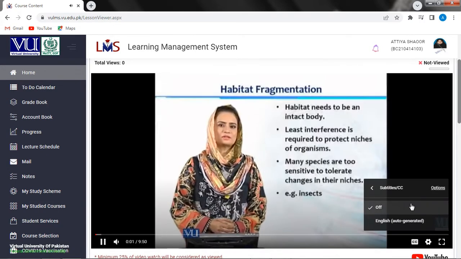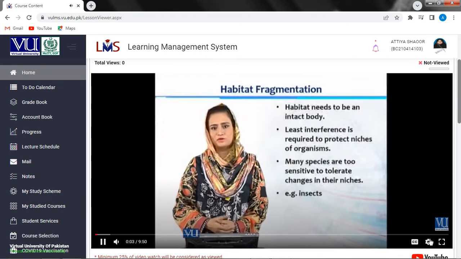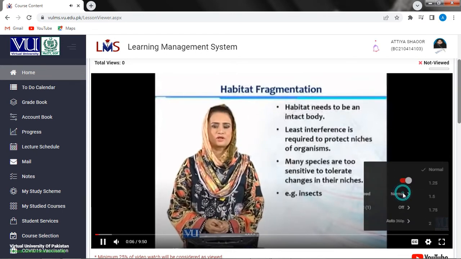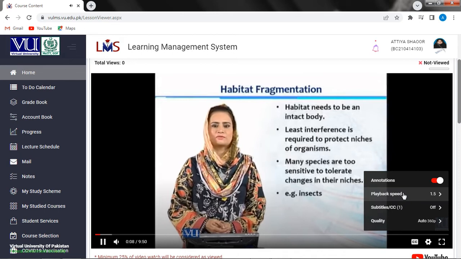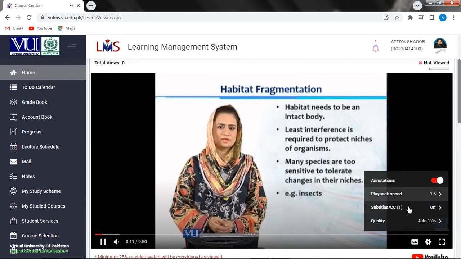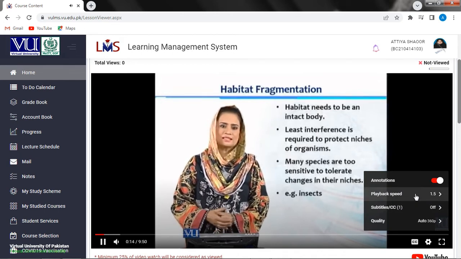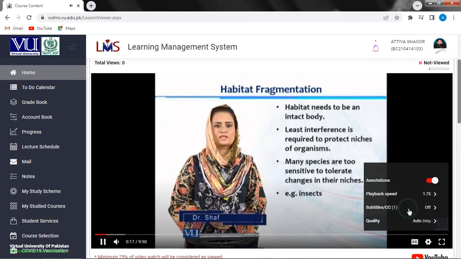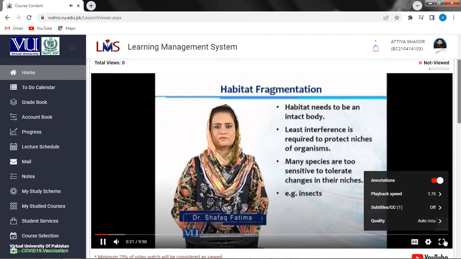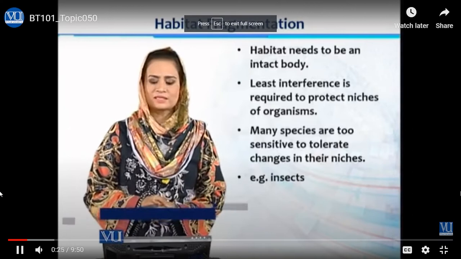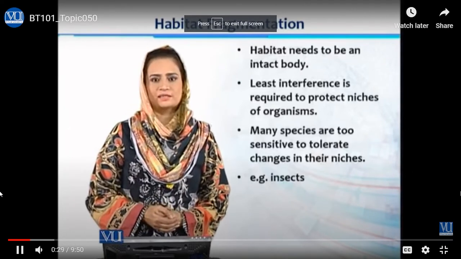We have discussed different features of habitat, and we know that habitat is a sensitive body which involves different kinds of factors, including biotic factors and abiotic factors, for its proper functioning. And this habitat must be an intact body for its proper functioning and for the existence and survival of its population. The least interference is required to protect those animal populations which are living in that habitat.